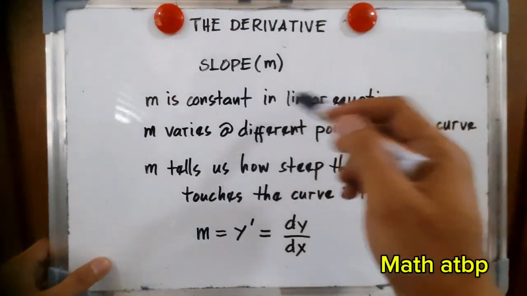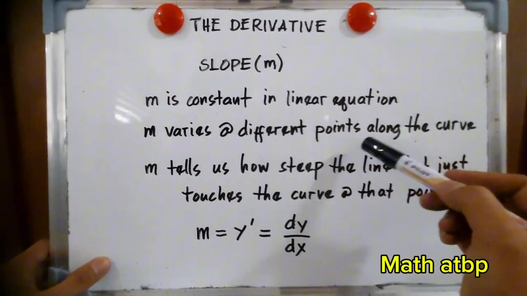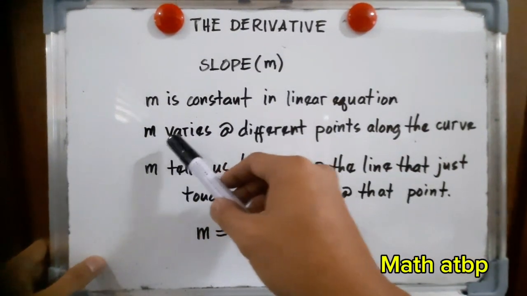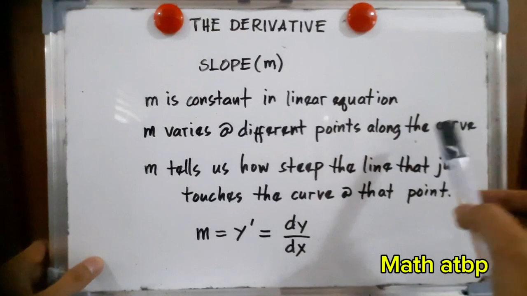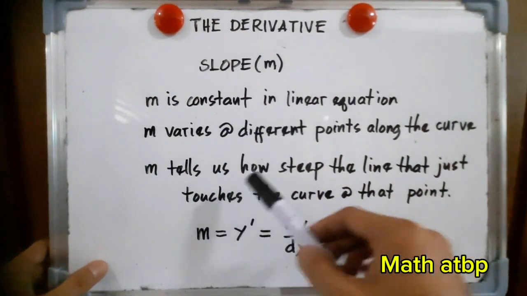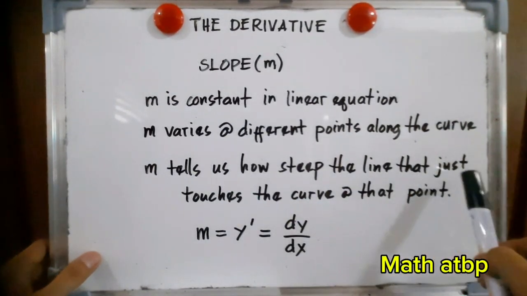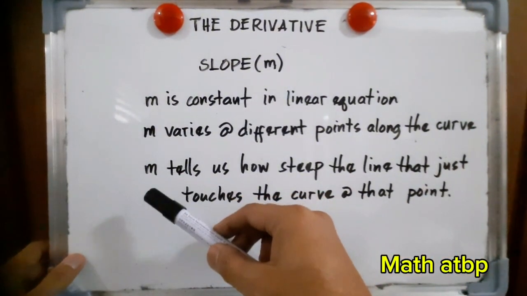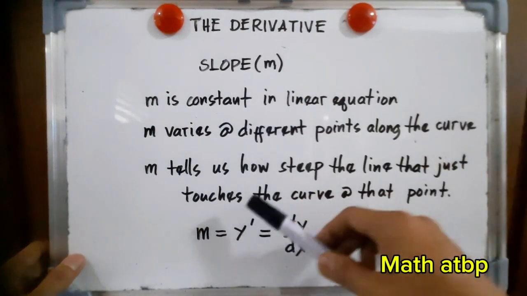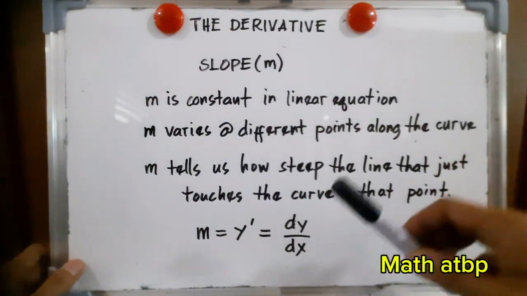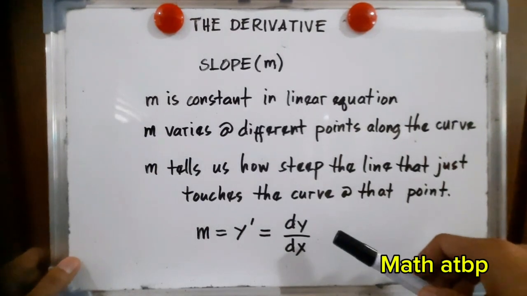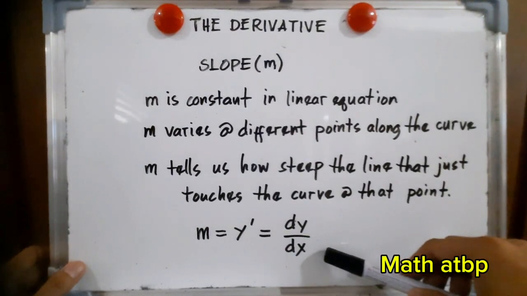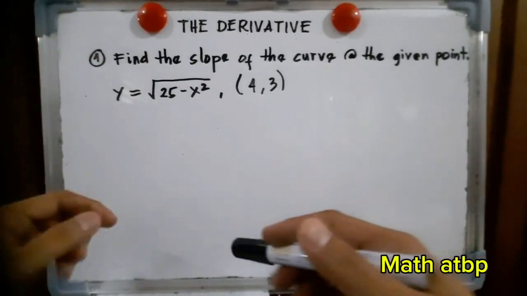Now, slope m is constant in a linear equation. It is not changing. It is always the same. But in a curve, m varies at different points. m has different values at different points along the curve. And m tells us how steep the line is that just touches the curve at that point, because m or slope is the slope of the tangent line at a particular point of the curve. Can you follow? Again, m is y prime. It is also dy/dx. Okay?